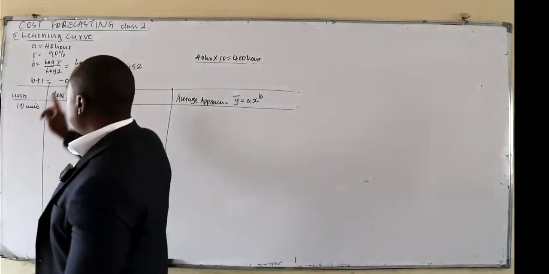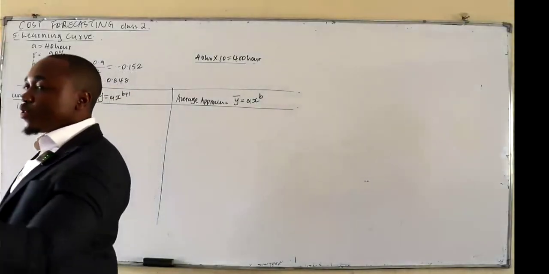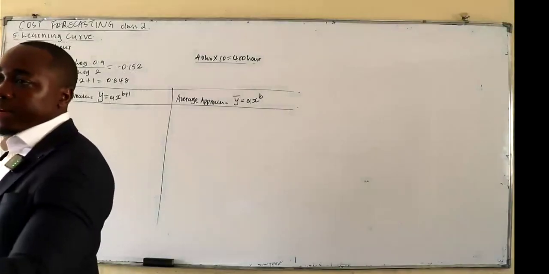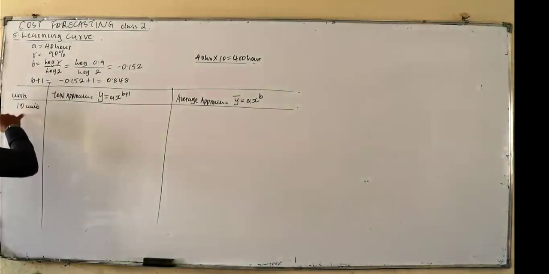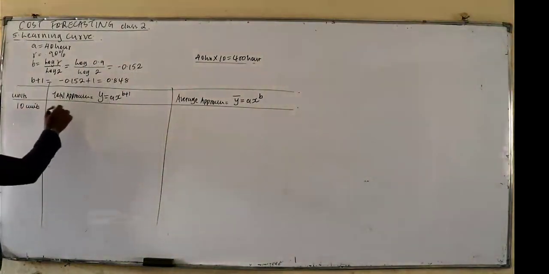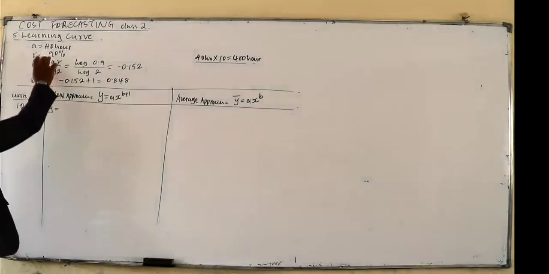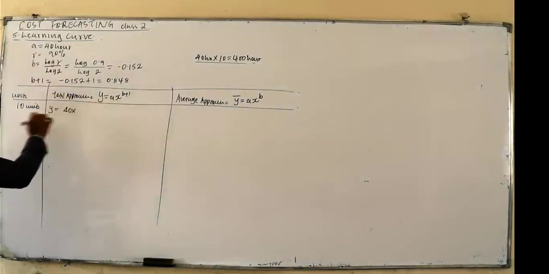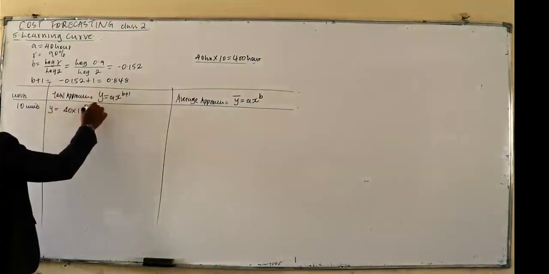So that means the first unit you took 40 hours. So you expect the time to make the second sofa set, the second unit, will reduce. To make the third, the time will reduce. So in that case, how long will it take to make 10 units? So the formula is y is equal to a, where a is the time to make the first unit, which is 40. You multiply by x, which is 10 units, raised to b plus 1, which is 0.848.